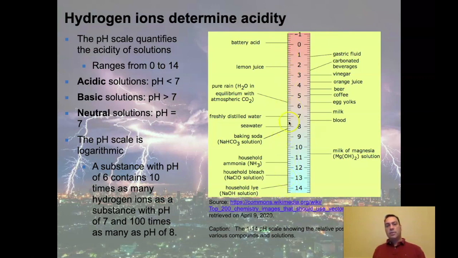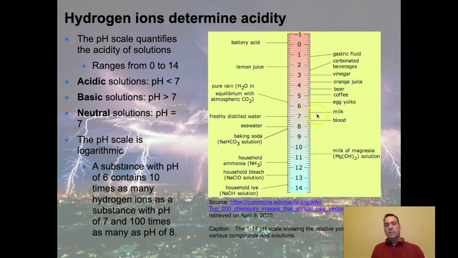And 7 is freshly distilled water, or what we call neutral water. And so anything that is acidic has a pH of less than 7. So 7 all the way to 0, and even into the negative numbers. That's all acidic. And as you move away from 7 up into this direction, it gets really acidic.